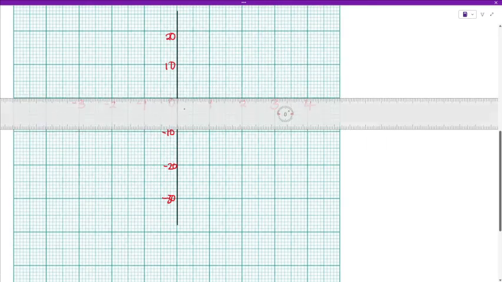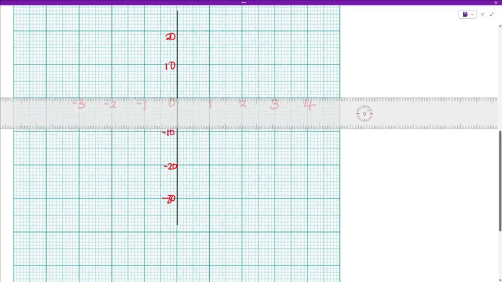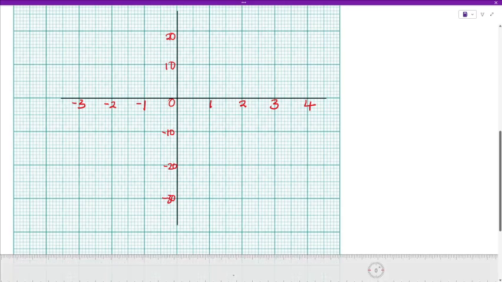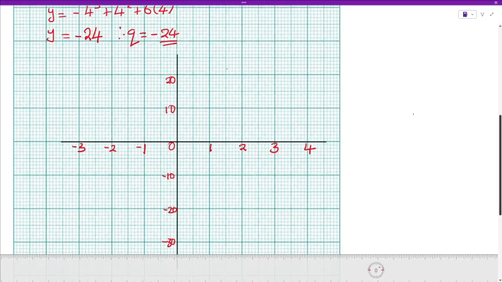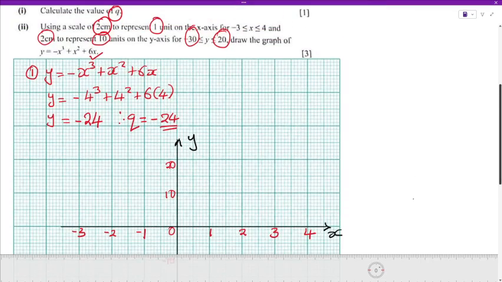Bring it down here. Somewhere there, that is our x-axis. We can bring it down here. So going up here, this is your y-axis, and this is your x-axis. All right, we have interpreted our scale. Now we start plotting the coordinates.